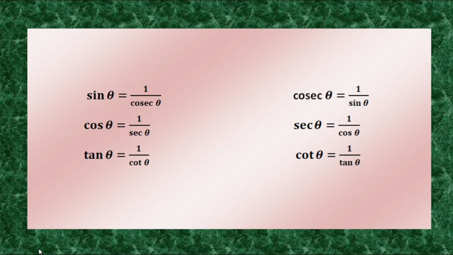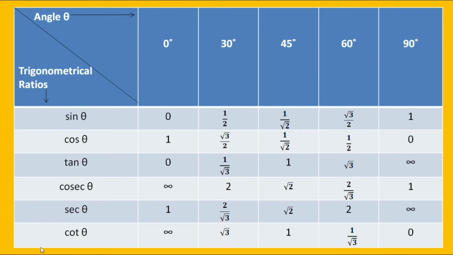Now coming to reciprocal relations. Cosec theta and sin theta are reciprocal to each other. So cosec theta we can write as 1 by sin theta. Similarly, we can write sin theta equal to 1 by cosec theta also. Sec theta and cos theta are reciprocal to each other. So we can write sec theta equal to 1 by cos theta. Cot theta and tan theta are reciprocal to each other. So we can write cot theta equal to 1 by tan theta. So, if we can remember the values of sin 0 degree, sin 30 degree, sin 45 degree, sin 60 degree, and sin 90 degree, then all other values we can find out.